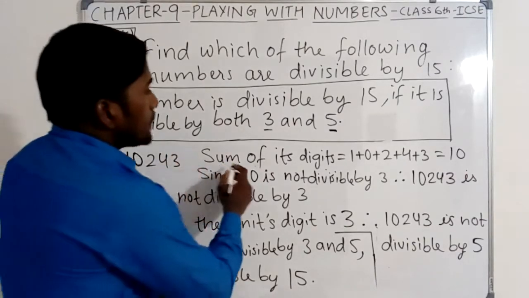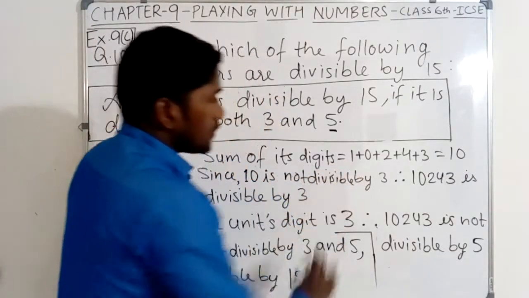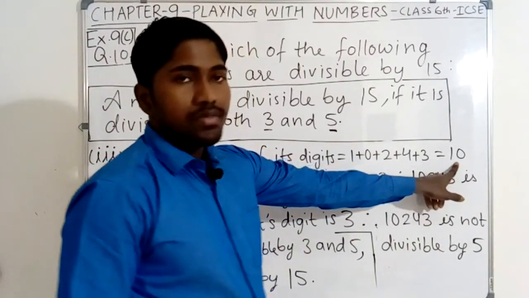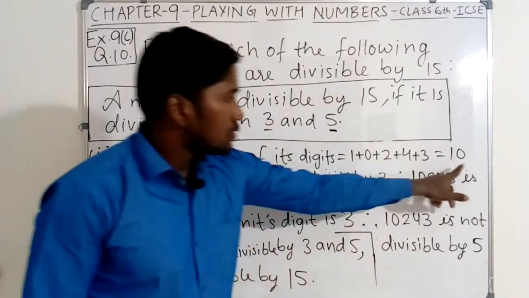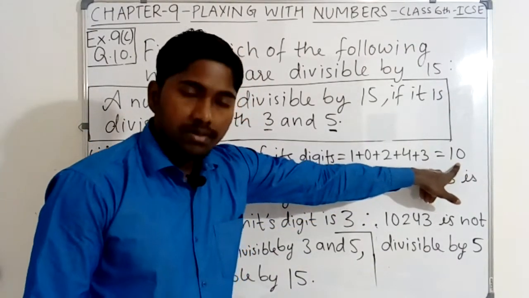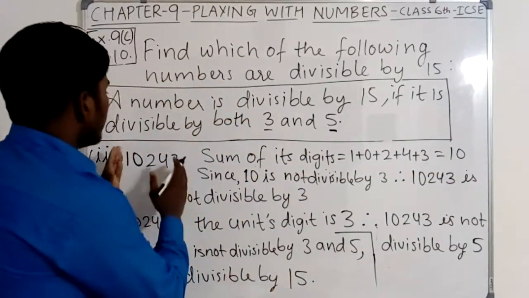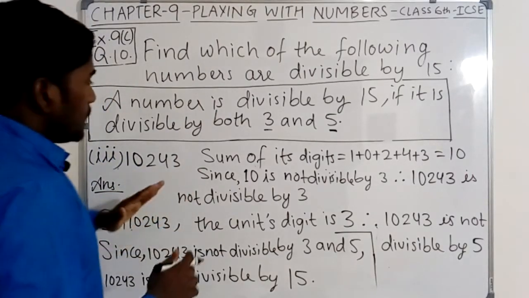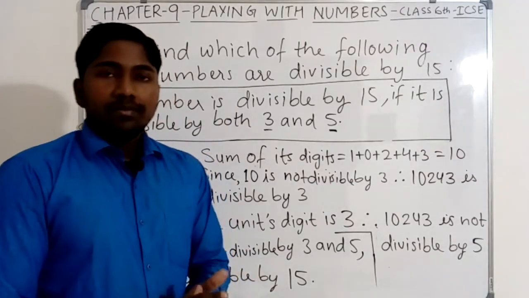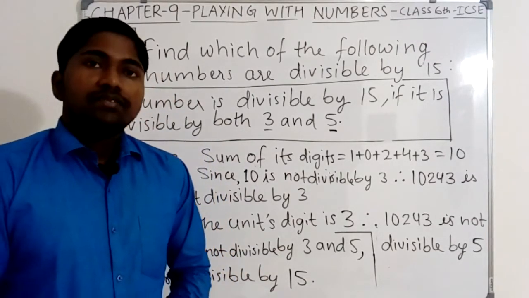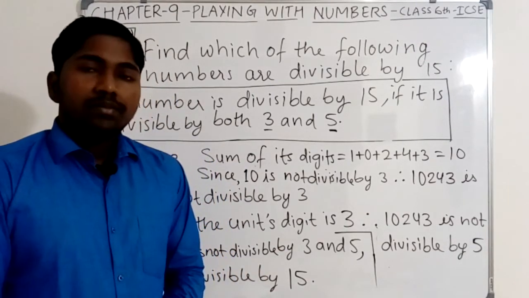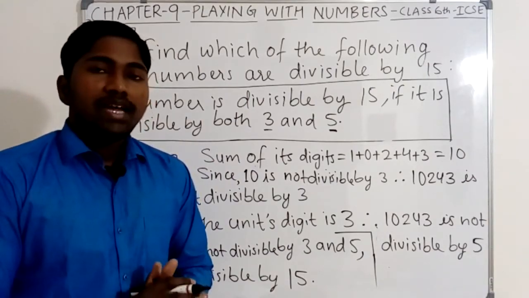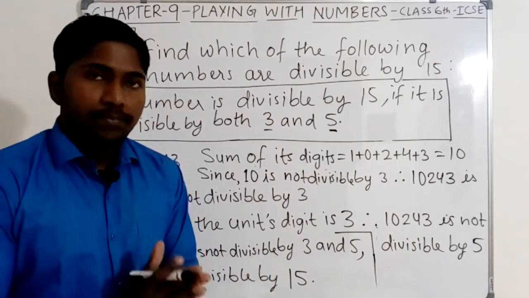So here, the sum of its digits is equal to 1 plus 0 plus 2 plus 4 plus 3, which is equal to 10. So see here, the sum of its digits is 10 and 10 is not divisible by 3. That's why this number is not divisible by 3. Again, if we have to check whether the number is divisible by 15 or not, firstly we have to check whether the number is divisible by 3 and 5 or not. If the number is divisible by 3 and 5, that means that number is divisible by 15.